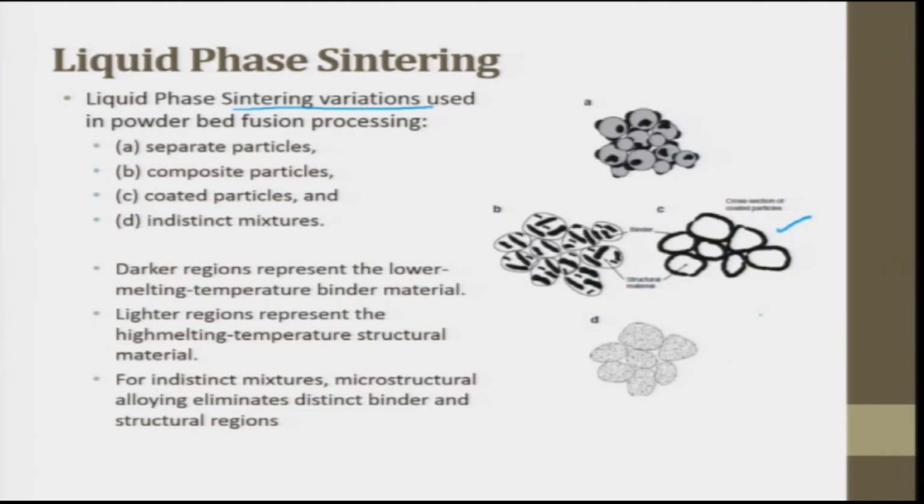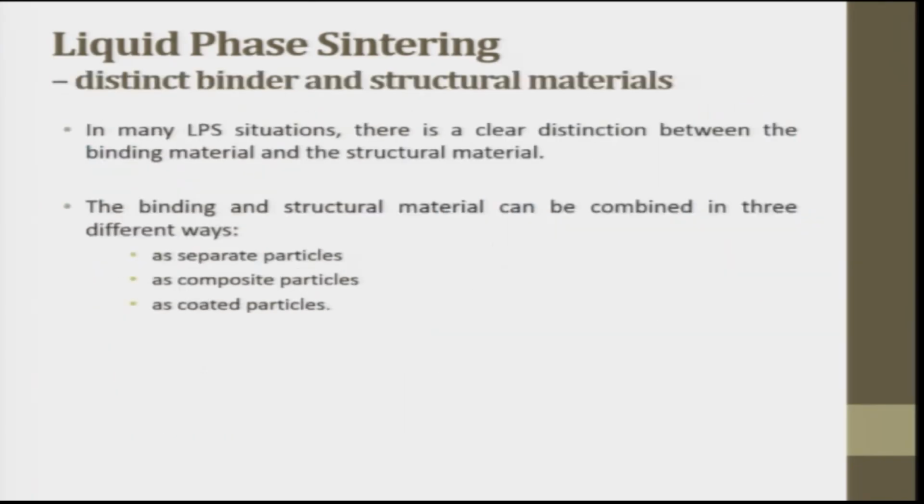So this was the example which I was trying to talk about. You can do it like this, or you can also do it like this, right? Tungsten carbide cobalt, wherein it is mixed and then you get the required output. So, liquid phase sintering, distinct binder and structural materials. In many LPS, liquid phase sintering, situations, there is a clear distinction between the binding material and the structural material.